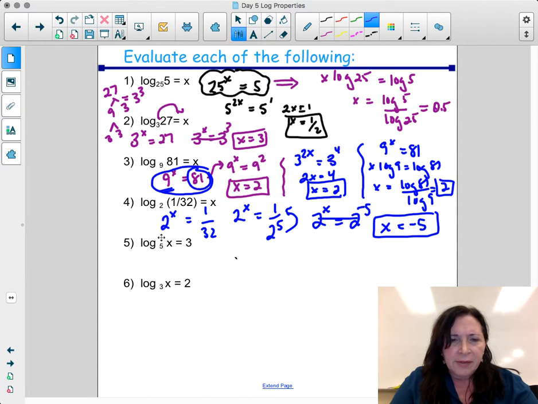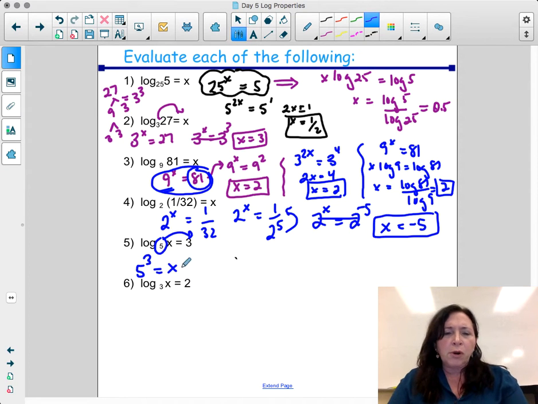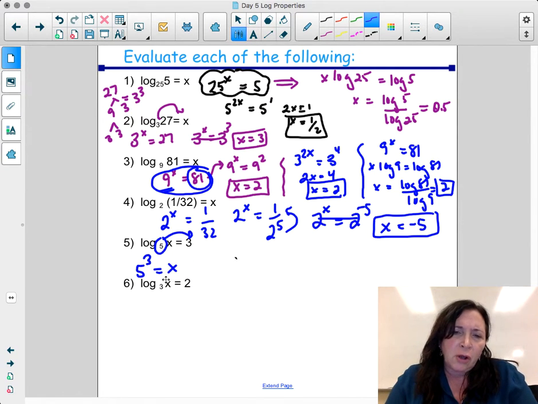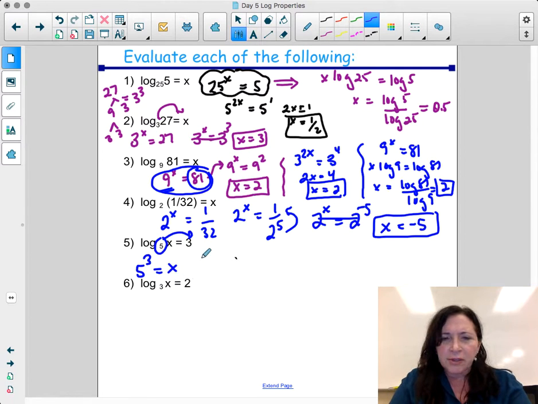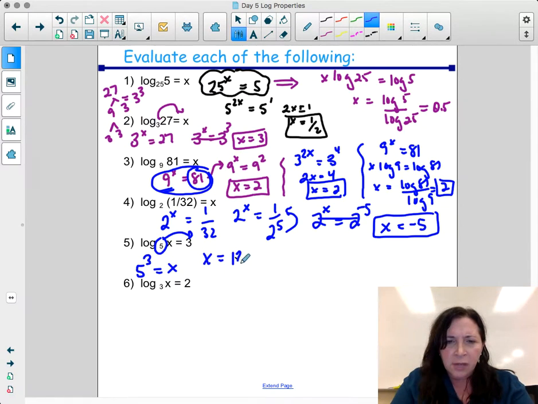Here we have the base to be the same across the equal sign. So we have 5 to the 3rd power is equal to x. On this problem, we're not doing anything other than solving. I don't have to have the same base because it's already solved for x. So we just say x is equal to 5 times 5 times 5, which is 125.